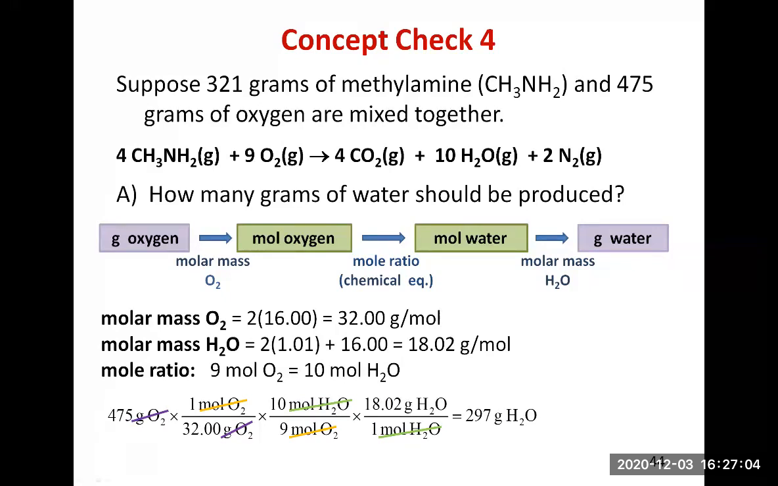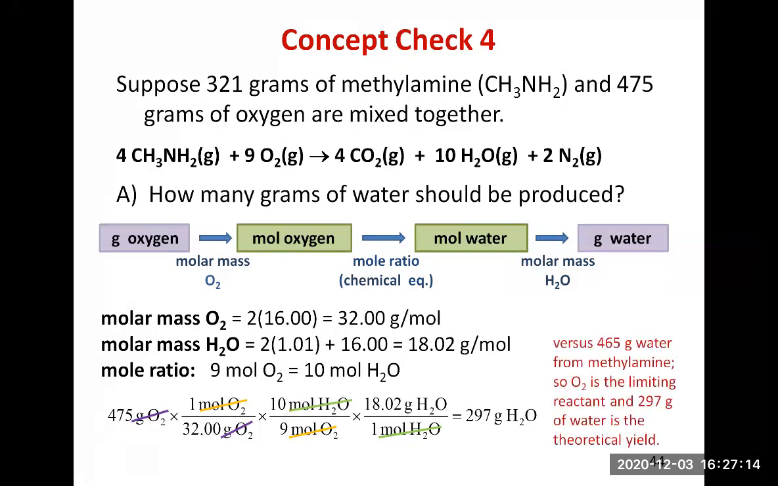Remember that we still don't know which one is the limiting reactant between methylamine and oxygen. So we need to compare this amount of grams of water to the mass of water that can be produced from methylamine. And so it's 465 grams of water that can be produced from the 321 grams of methylamine. And because we can make less with the amount of oxygen, that means oxygen is the limiting reactant. It limits the amount of water that can be produced to 297 grams.